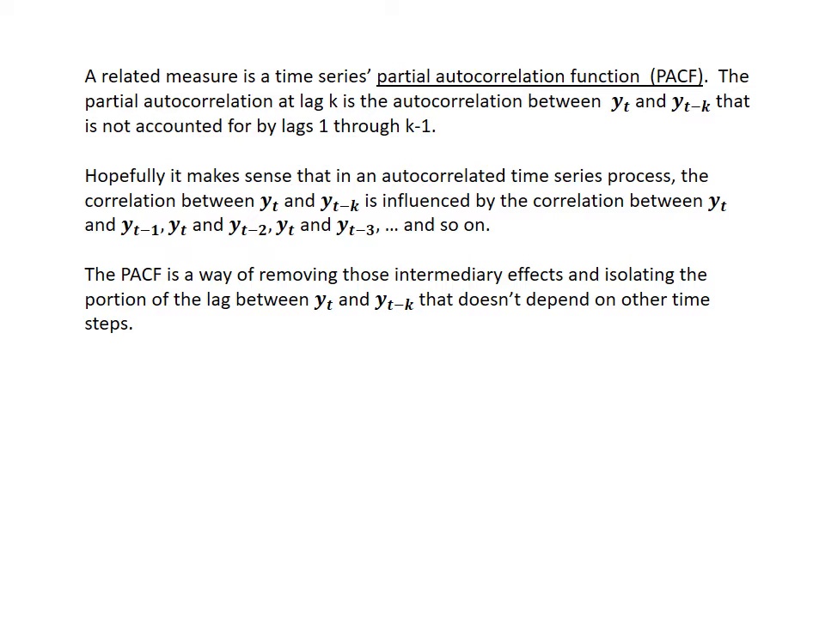hopefully it makes sense that if you're talking about an autocorrelated time series with a lot of memory in it, the correlation between yt and yt minus k is influenced by the correlation at lags less than k, right? So between yt and yt minus 1 and yt and yt minus 2, etc., all of those influence the autocorrelation between yt and yt minus k. And the partial autocorrelation function is a way of removing those intermediary effects and just isolating the portion of the lag between yt and yt minus k.